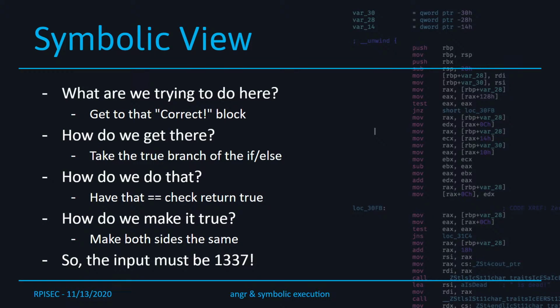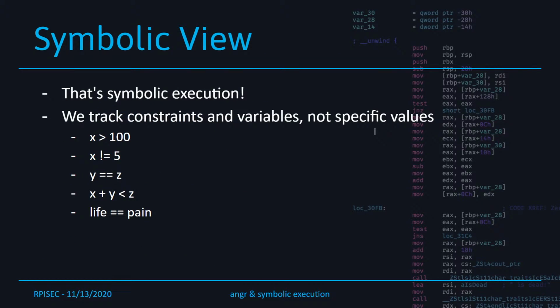So that's the reasoning going on here. We're looking at constraints and variables, not specific values, and this can go both forwards and backwards. There's different flavors of symbolic execution, depending on which way you approach a problem. And so constraints can be, this number is greater than 100, or these two things are equal, or life is pain, or what have you.